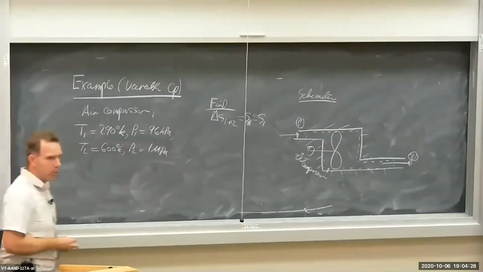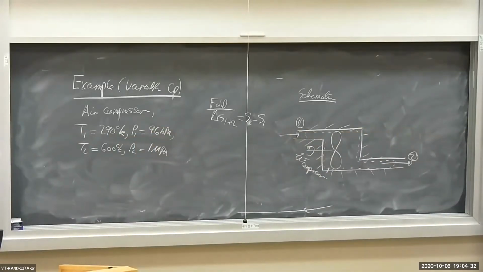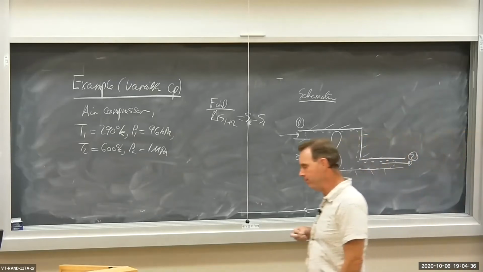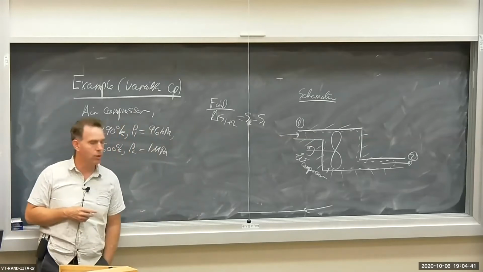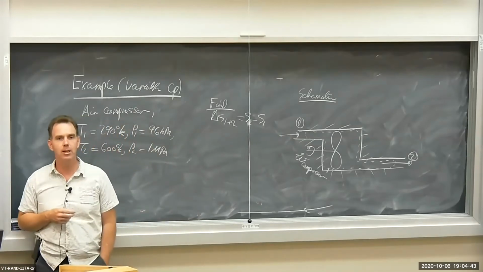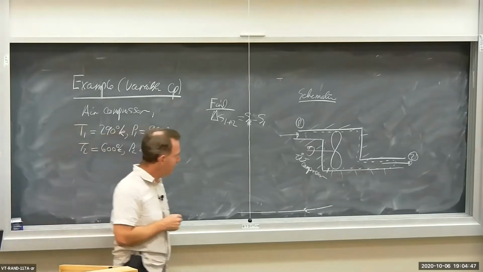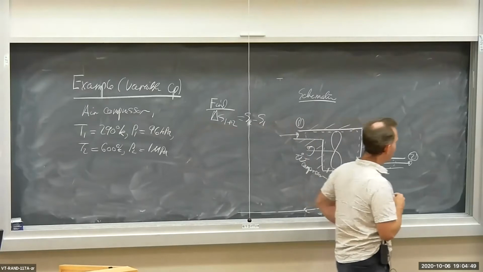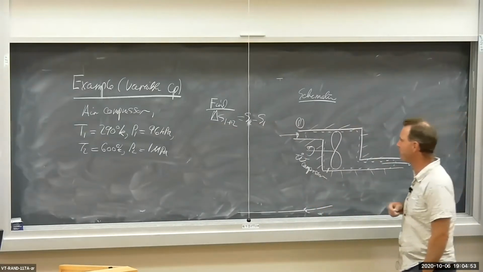Okay, let's do another problem here involving calculation of an entropy change for an ideal gas. We have an air compressor here. Don't worry about the fact that an air compressor is an open flow device. We're simply interested in calculating a change in entropy, so don't worry too much about this. We have an air compressor. The inlet is located at location 1, and the outlet is located at location 2.